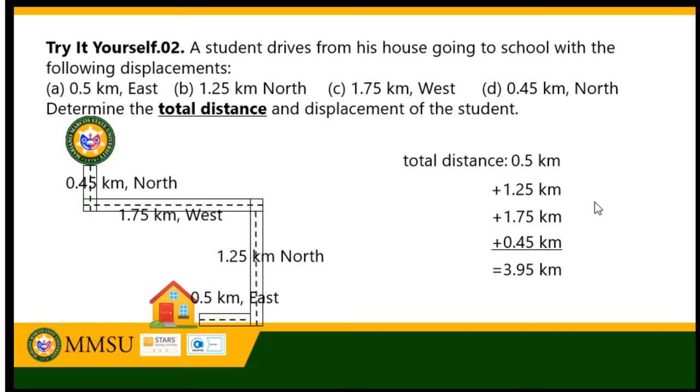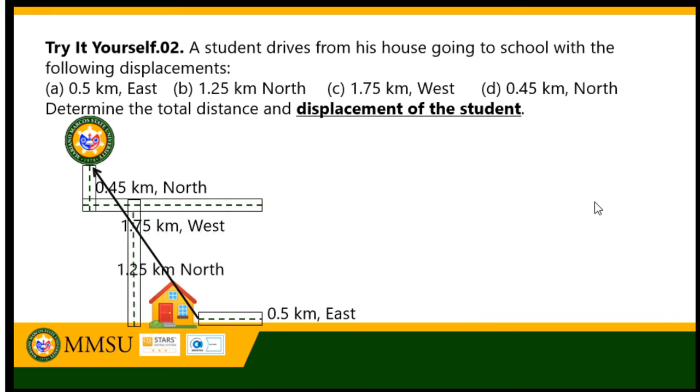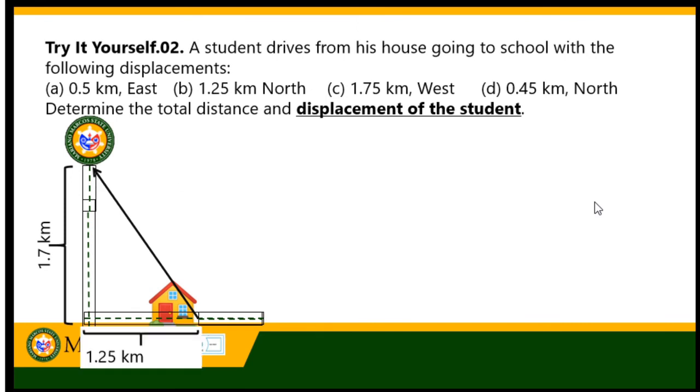And the displacement of the student can be computed first by combining displacements along the same axis. That is 1.25 kilometers north and 0.45 kilometers north, then 1.75 kilometers west and 0.5 kilometers east, leading to 1.7 kilometers north and 1.25 kilometers west.